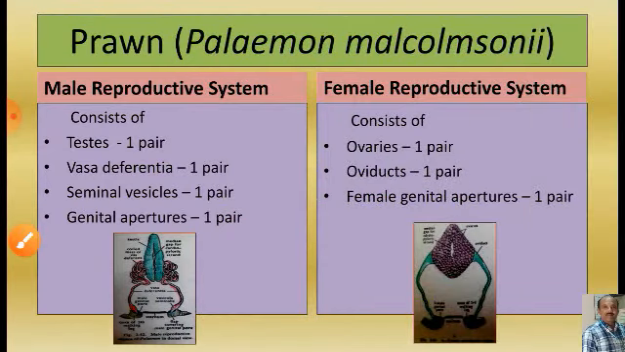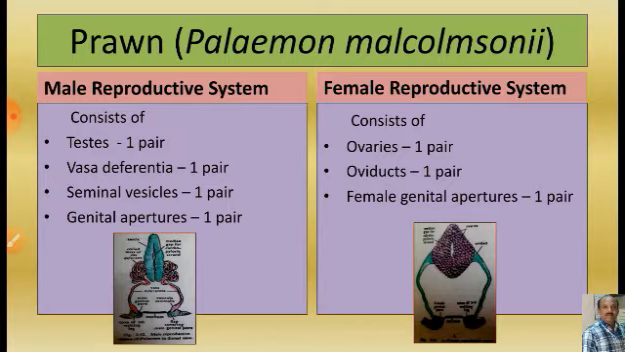Now coming to the details of the reproductive systems of both the sexes. So prawn, as you know, whose scientific name is Palaemon malcolmsonii, male reproductive system. So what are the main organs that are present in the male reproductive system and the main organs in the female reproductive system? Let us have a look.